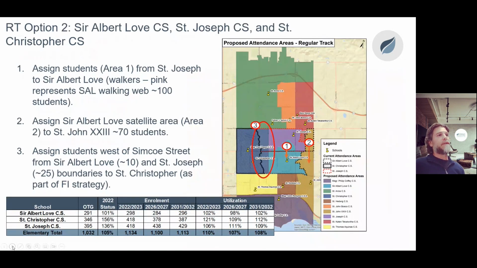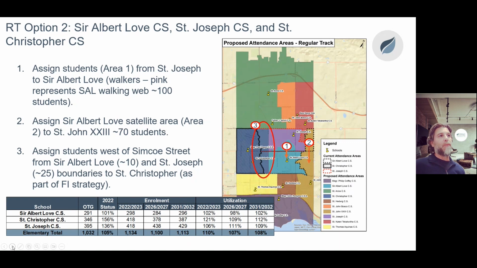The next one that has to deal with St. Joseph is also contingent upon some of the other things or some of the other scenarios that we've considered actually being accepted and approved by the board. Basically, what it's saying is that under another scenario for consideration is the removal of the French immersion program from St. Christopher to reduce enrollment there and disperse that or put that French immersion program somewhere else.